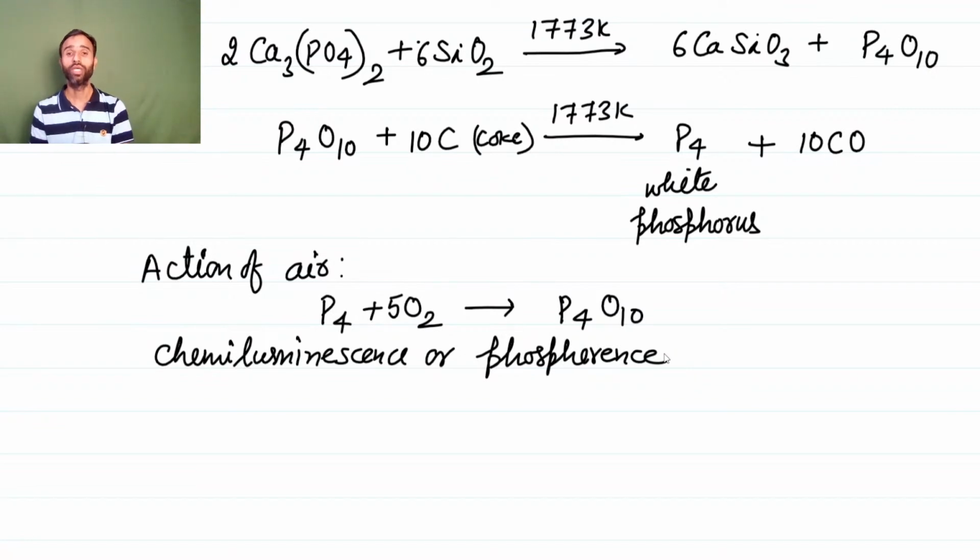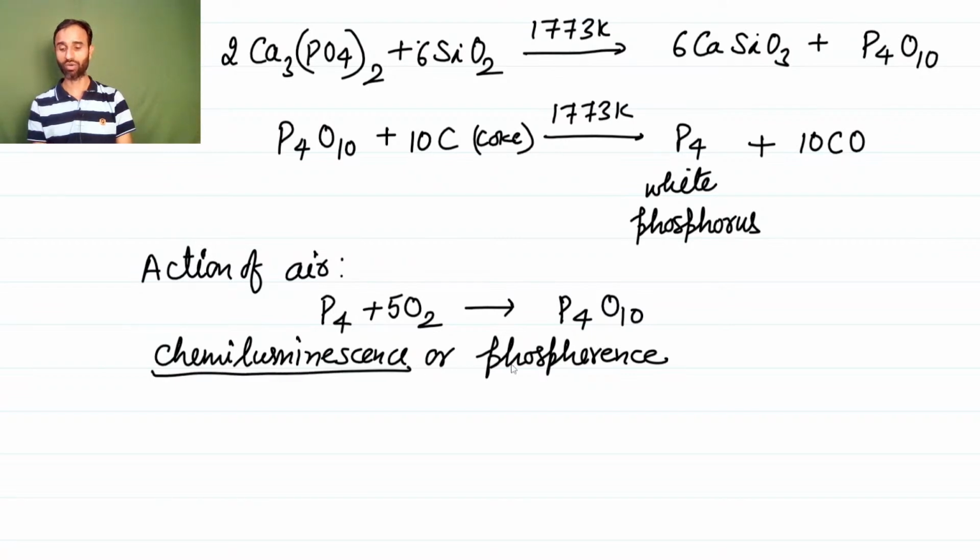That means white phosphorus glows in dark. White phosphorus glows in dark because air is there even in the dark. So P4 reacts with O2 to give P4O10, and it glows with greenish flame. Okay, so it looks greenish, and that is called chemiluminescence or phosphorescence.